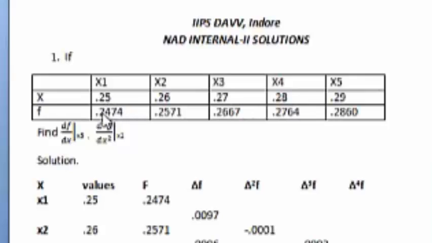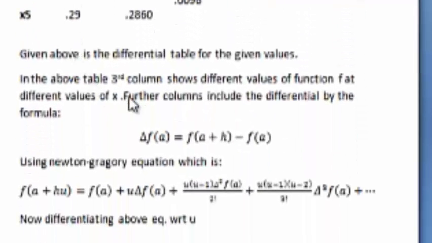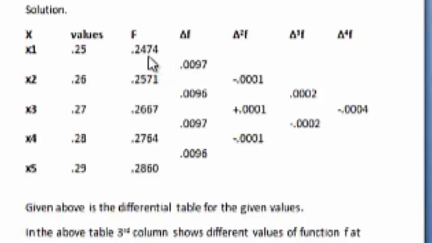Now for solving this, we have made a difference table, and this difference table is calculated by using the formula del f of a equals f of a plus h minus f of a. We can see this in the difference table, that del f is calculated by subtracting 0.2474 from 0.2571, and by following the same procedure we get the other values in the difference table.